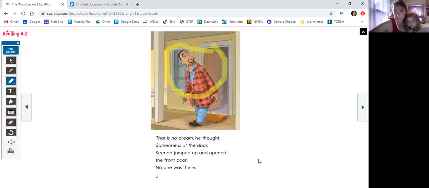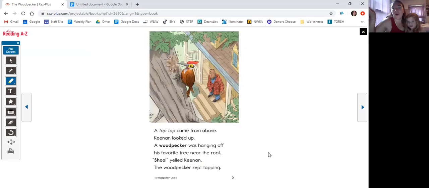Let's go to the next page. There is no dream, he thought. Why was no one at the door when he answered it? Pause your video and answer that question now. In the story, I read that no one was at the door. That makes me think that it was the woodpecker that was making noises and not somebody at the door. So Kenan thought that somebody was knocking or pounding at his door, but it really was the woodpecker.